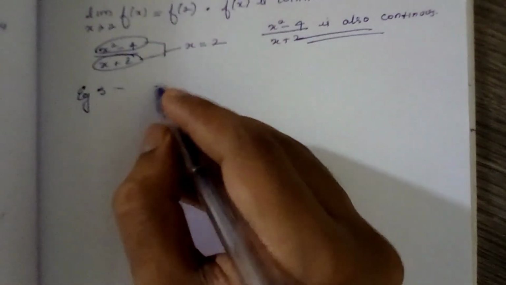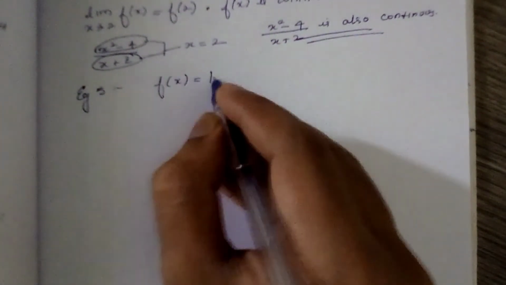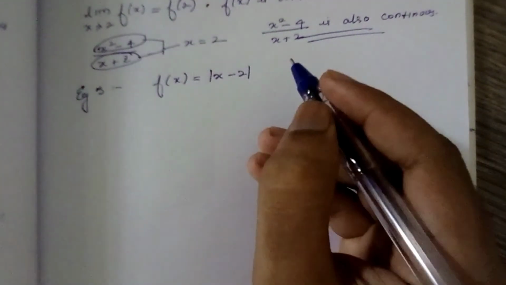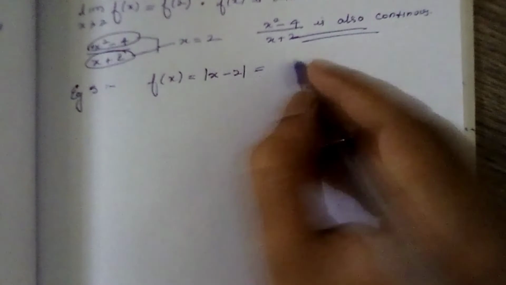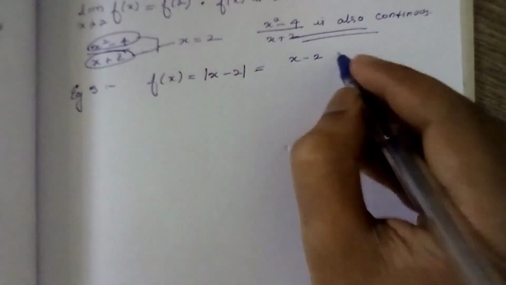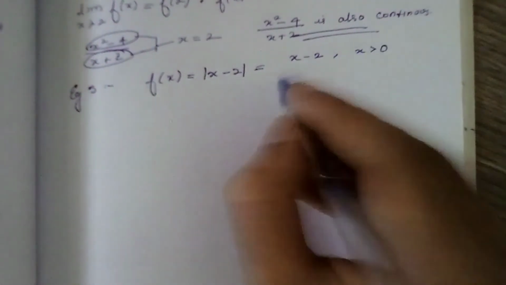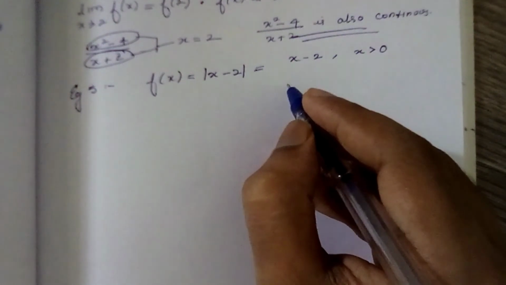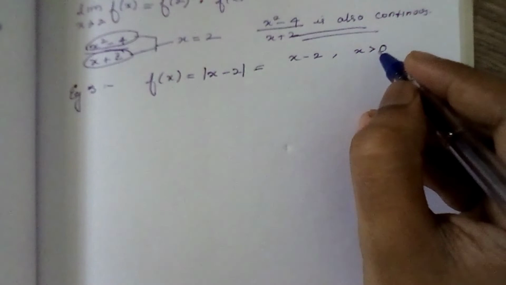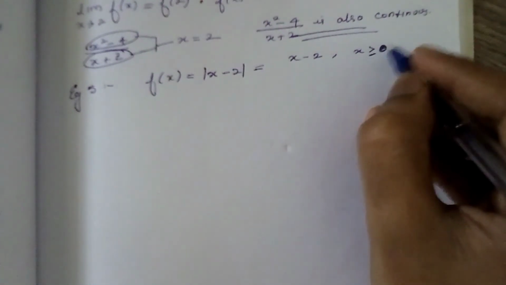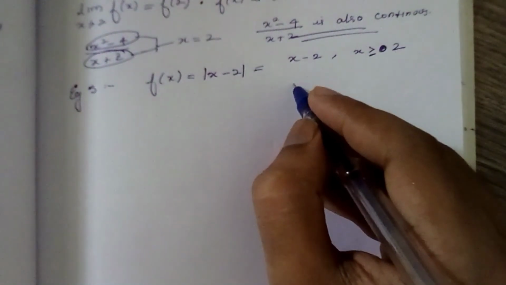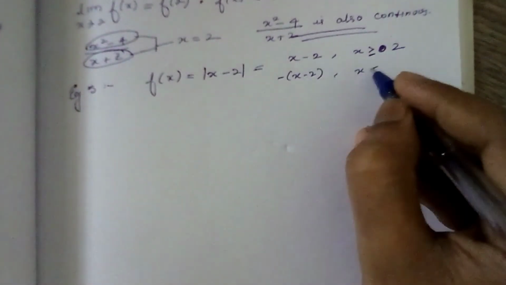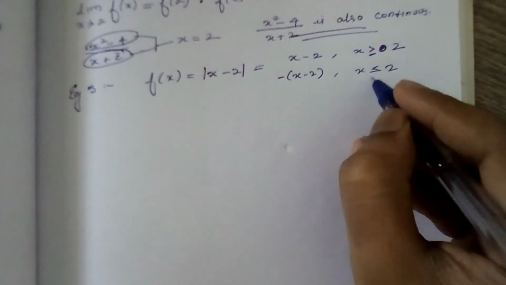Consider the function f of x is equal to mod x minus 2. This function can be written as x minus 2 if x is greater than or equal to 2, and minus of x minus 2 if x is less than or equal to 2.